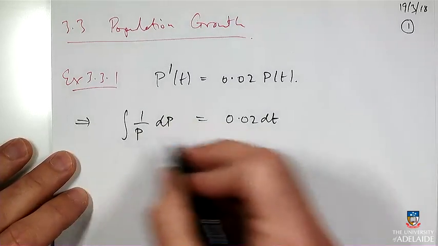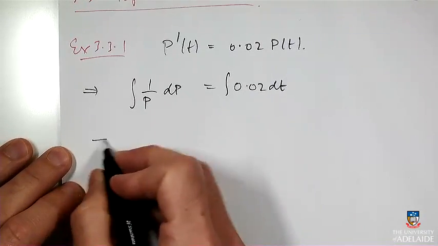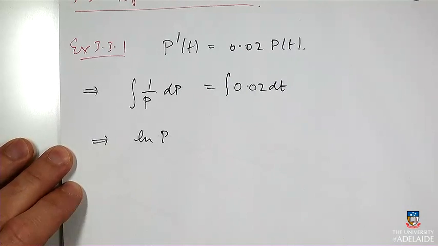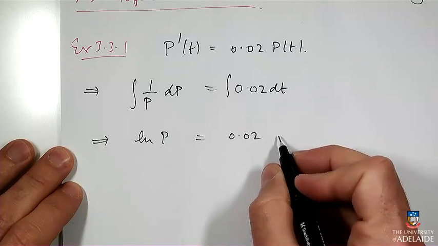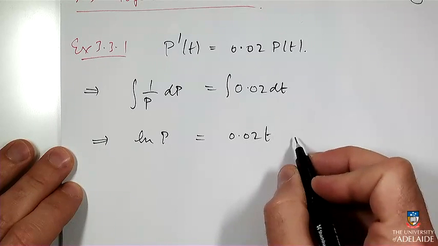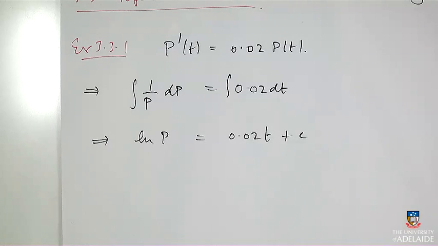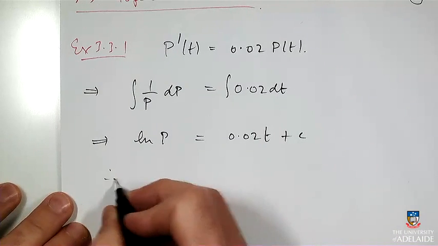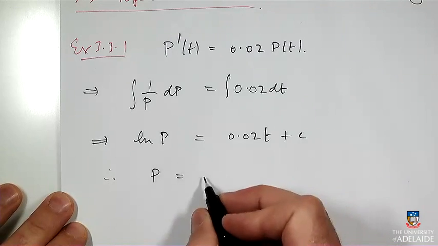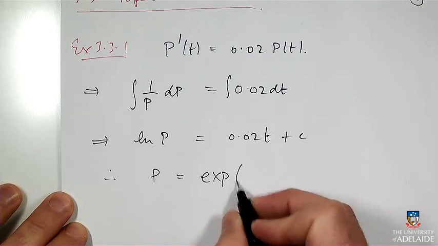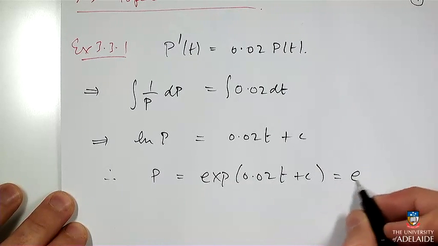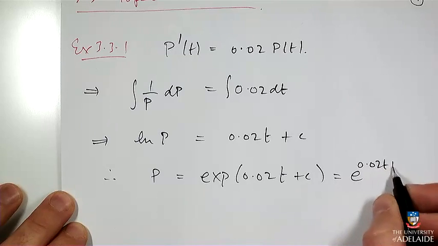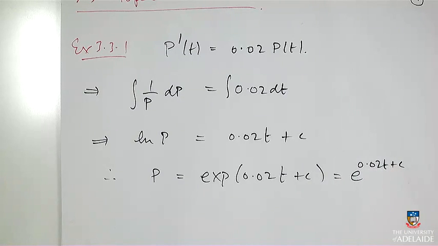Now we just have to integrate it. Well, this is easy. This is log p, and this is easy, this is 0.02 times t plus a constant. And so for p, you just take exponentials. It's exp of 0.02t plus c. Or if you don't like it like that, you can write it as e to the 0.02t plus c.